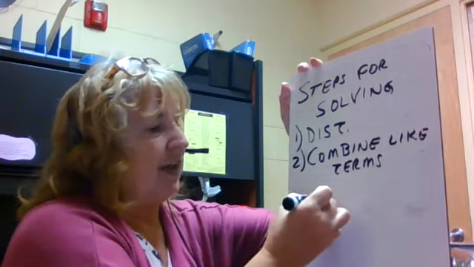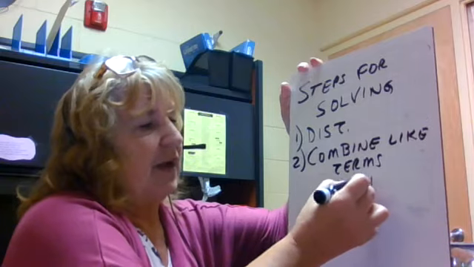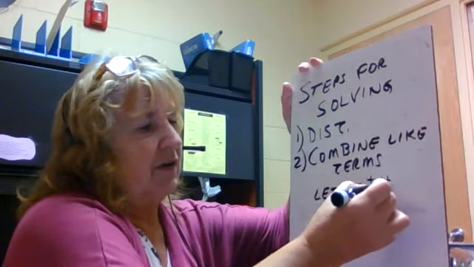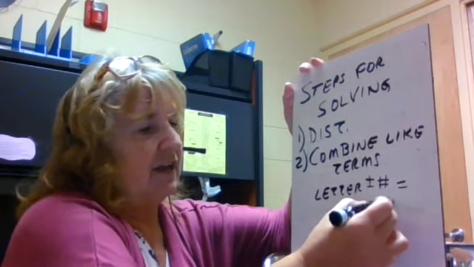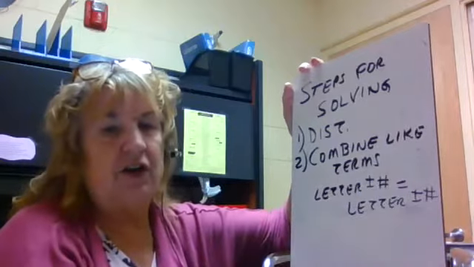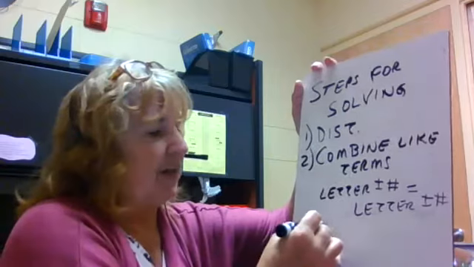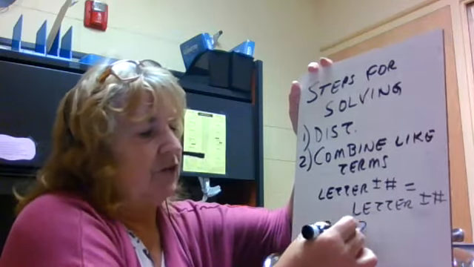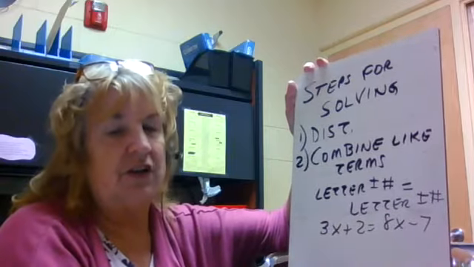You might have a letter term, and then you might have a number, and it would be the same thing on both sides. That's the longest your problem will be once you finish that. So it might be something like this, 3x plus 2 equals 8x minus 7. That's as long as you'll have.